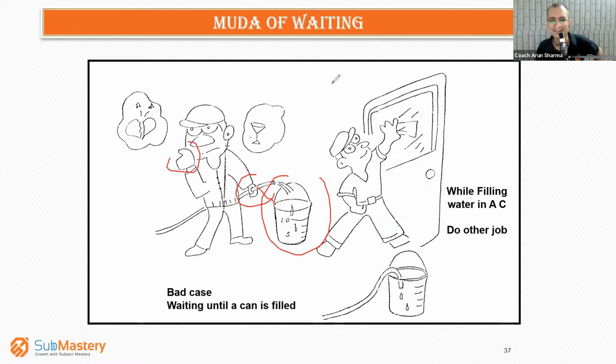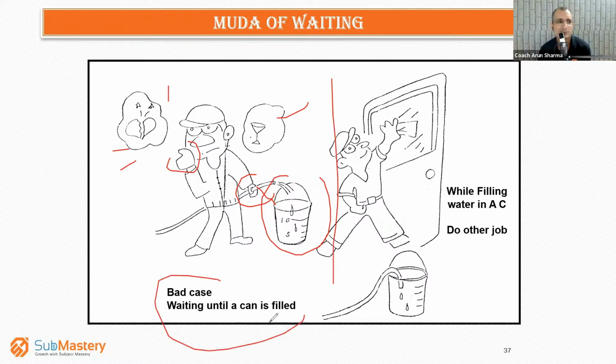and this is a bad case. Waiting until a can is filled. What is this? Waiting until a can is filled. And this is what is happening now. One operator is running multiple machines. There's automation involved: one operator, two machines, a very popular concept. Some companies one operator, three machines, some one operator, four machines. Of course, you have to do some automation, and it should not put strain on the operator, which is very, very important.